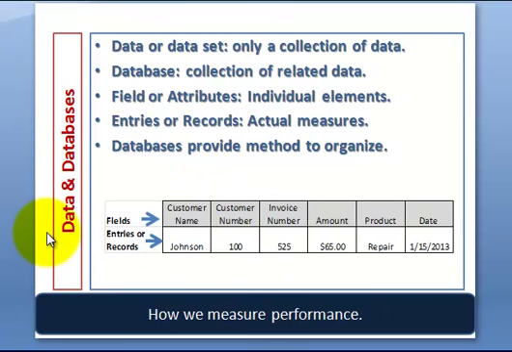So first, let's talk about data and data sets. Data and data sets are only collections of data. When we put them into a database, we're basically collecting relevant data. In some naming conventions, we name these different elements fields or attributes, like customer name, customer number, invoice number. The actual records or measures are called entities or records, like Johnson 110. So these are the entities or records, and these are the fields or the attributes.